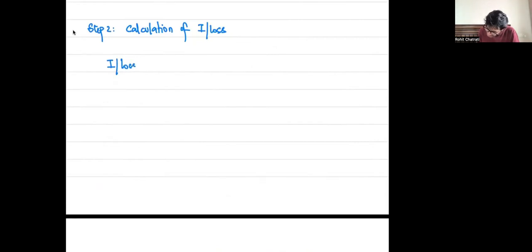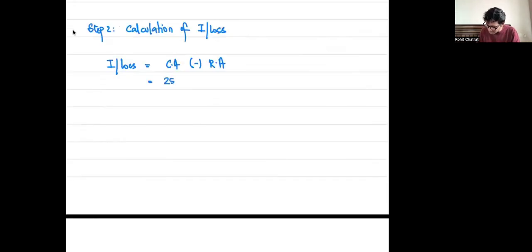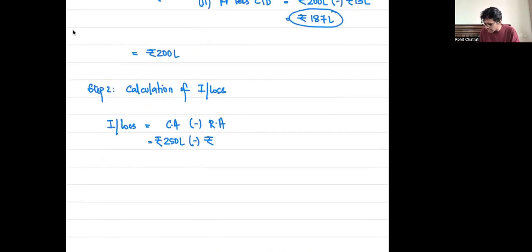Impairment loss is calculated as carrying amount less recoverable amount. Carrying amount in this case was 250 lakh rupees. Recoverable amount was equal to rupees 200 lakhs. We calculated it at 200 lakhs, and therefore we again have an impairment loss of rupees 50 lakhs. So we have an asset in the books. The asset's carrying amount is equal to 250, but the benefit that we expect to receive is only 200. Therefore, I bring the carrying amount down from 250 to 200 by recognizing an impairment loss of rupees 50 lakhs.